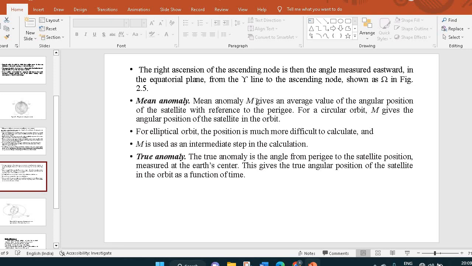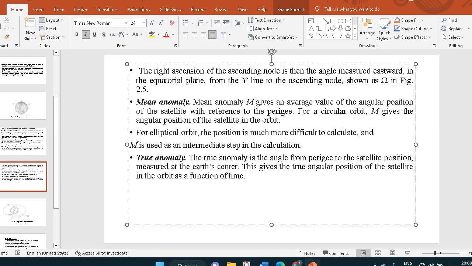Mean anomaly. Mean anomaly M gives the average value of the angular position of the satellite, with reference to the perigee. For a circular orbit, M gives the angular position of the satellite in the orbit. For an elliptical orbit, the position is much more difficult to calculate, and M is measured as an intermediate step in the calculation. True anomaly. The true anomaly is the angle from perigee to the satellite position, measured at the Earth's center. This gives the true angular position of the satellite in the orbit as a function of time.